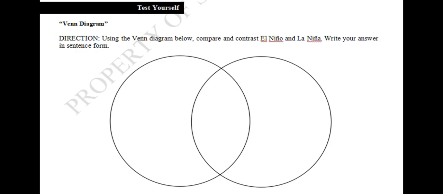And for the last activity, test yourself. We have here the Venn diagram. You have to compare and contrast El Nino and La Nina based on your understanding from today's discussion.